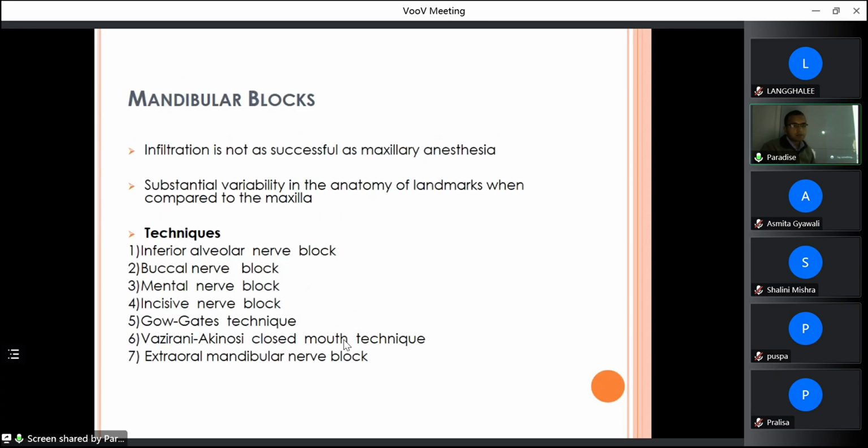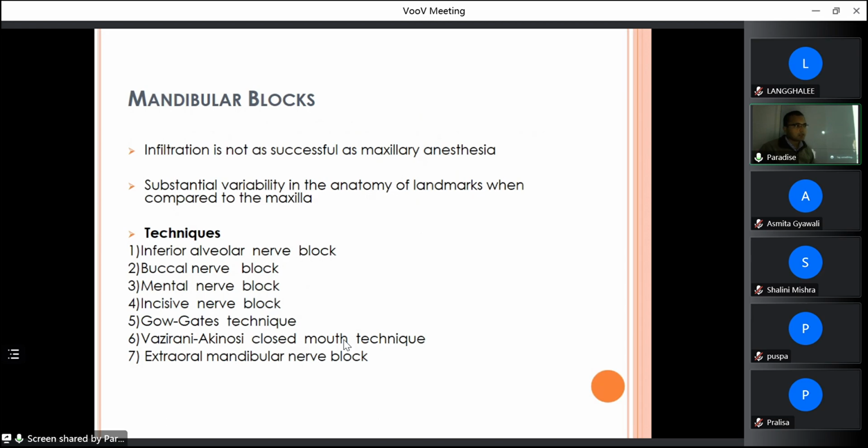In case of mandibular block, infiltration is not as successful as maxillary anesthesia because of the presence of compact bone in the mandible. So local infiltration is usually ineffective in the mandible as compared to the maxilla, because in the maxilla the bone is thin and porous, so local infiltration is effective. Another factor is age. In a geriatric patient, local infiltration usually doesn't work. There is also substantial variability in the anatomy of landmarks when compared to the maxilla.